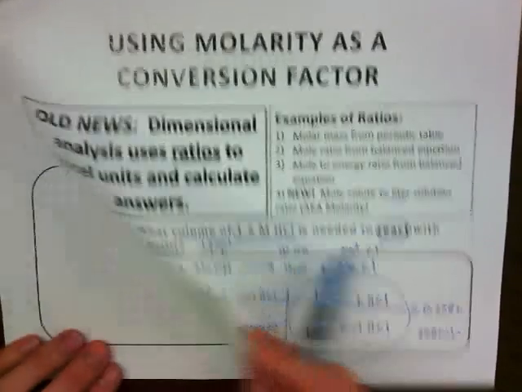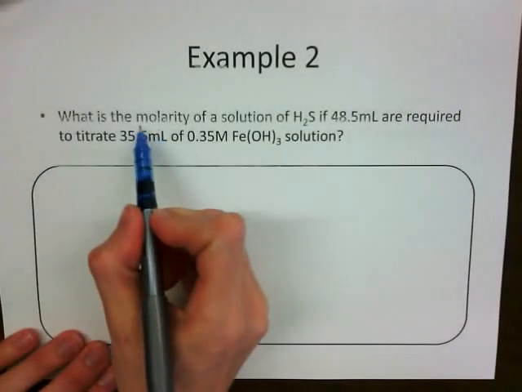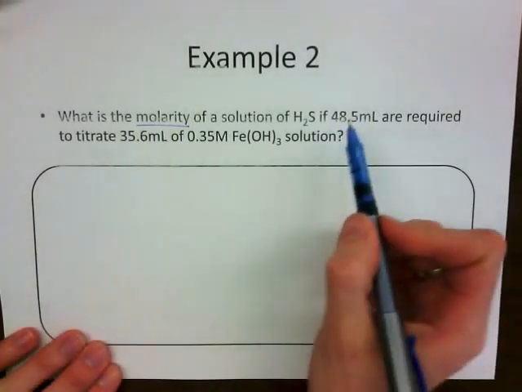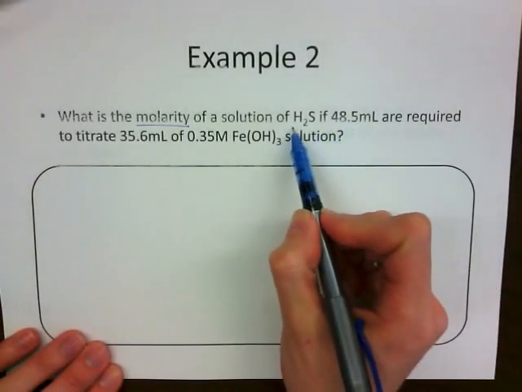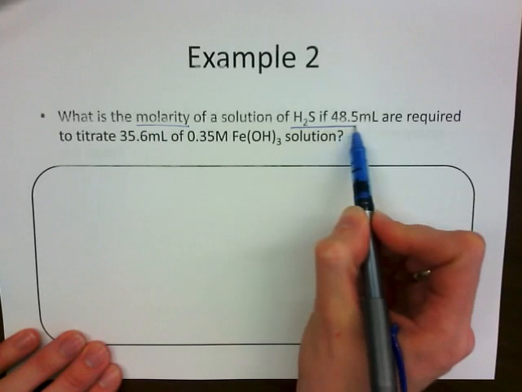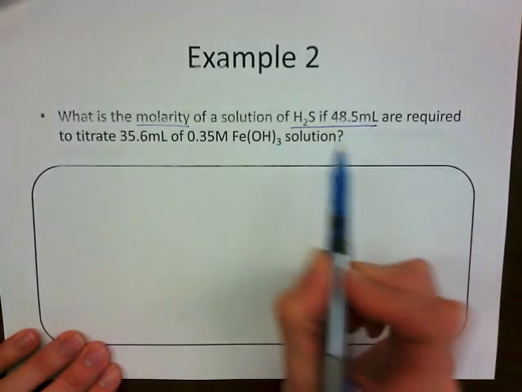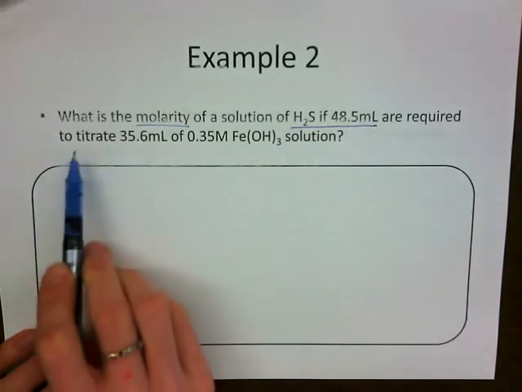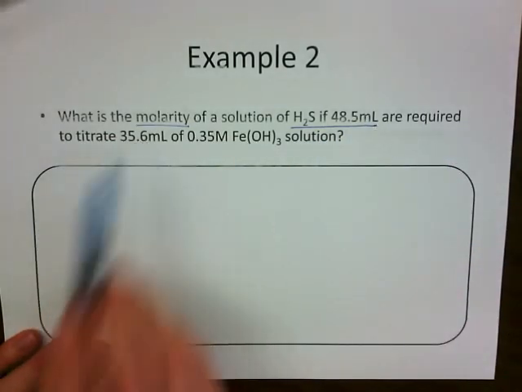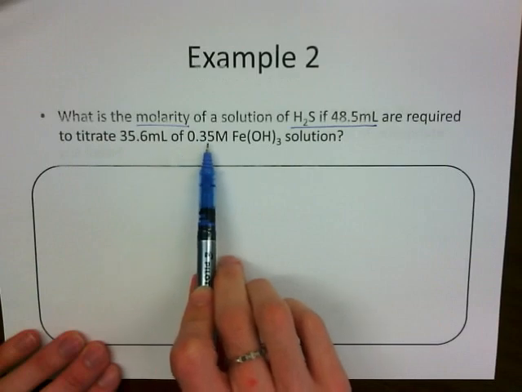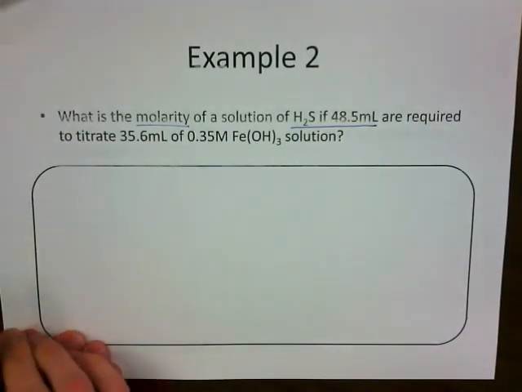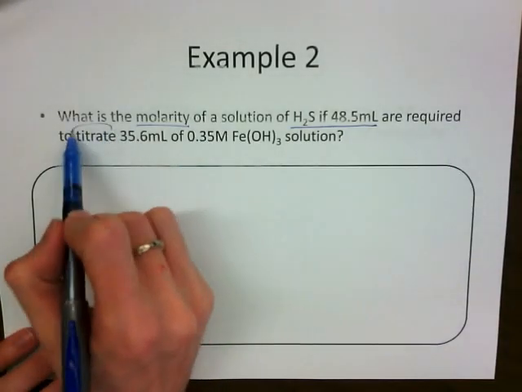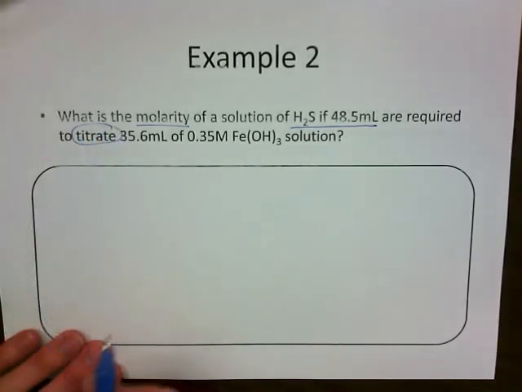Let's do another example. What is the molarity of a solution of hydrosulfuric acid if 48.5 milliliters are required to titrate 35.6 milliliters of 0.35 molar iron hydroxide? Okay, titrate here, it's hidden, but that's another word for reaction. In terms of acids and bases, we'll explore these in detail next week.